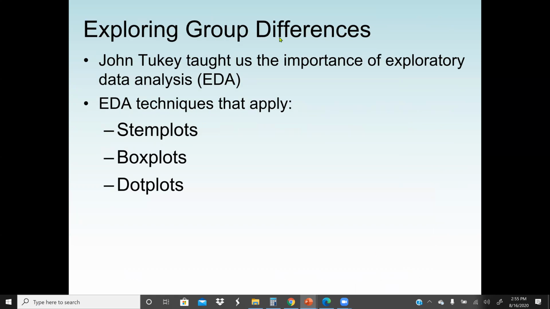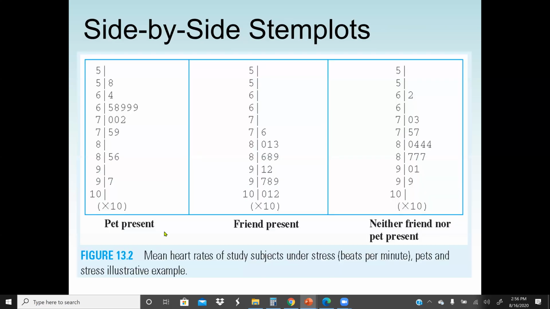So, exploring the group differences, John Tukey taught us the importance of EDA, which is exploratory data analysis. We can use something like stem plots, box plots, or dot plots to visualize our data. In this example, we use the stem plots. We can see the stem plots of the first group, the second group, and the third group. Just by looking at the stem plot of the first group on the left, I can see that it's close to a normal curve, the best shape, but not really.